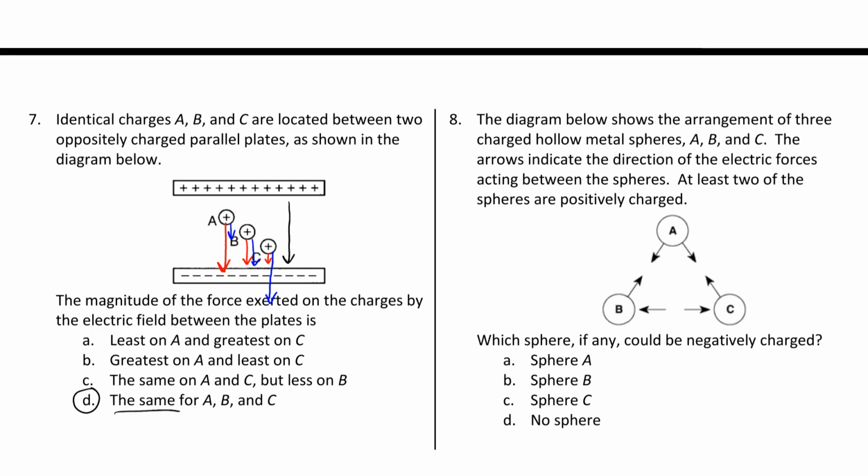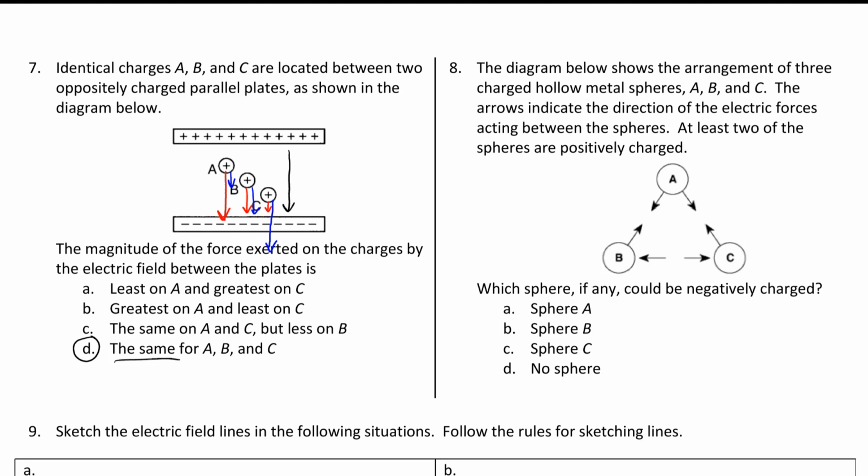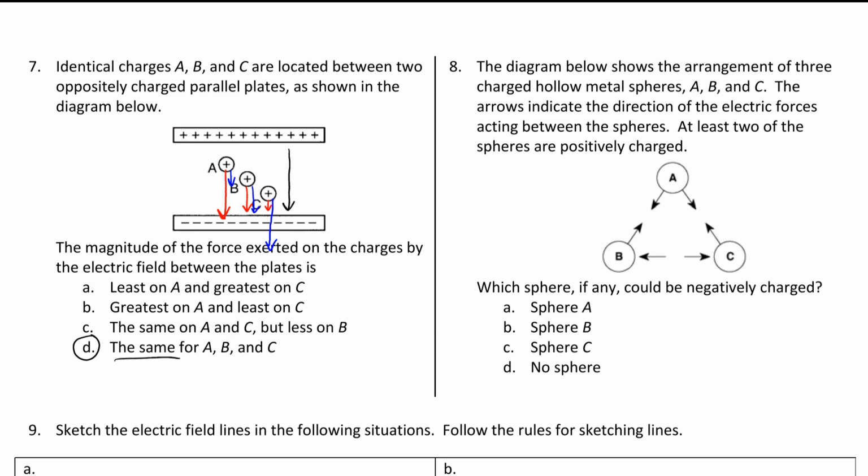Okay, number 8 says, the diagram below shows the arrangement of 3 charged hollow metal spheres A, B, and C. The arrows indicate the direction of the electric forces acting between the spheres. At least 2 of the spheres are positively charged. Interesting. So at least 2, maybe all 3 are positively charged. Which sphere, if any, could be negatively charged? This is another good logic one. See if you could try to figure it out definitely before you listen to the explanation here.